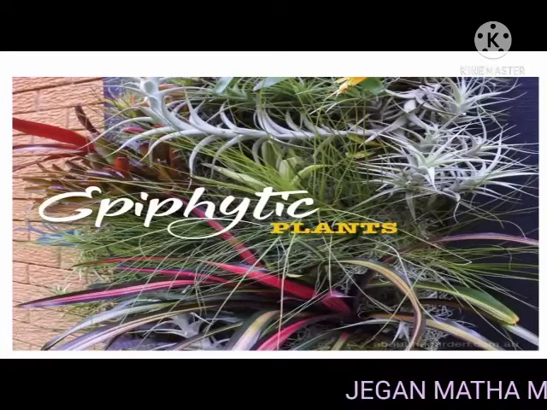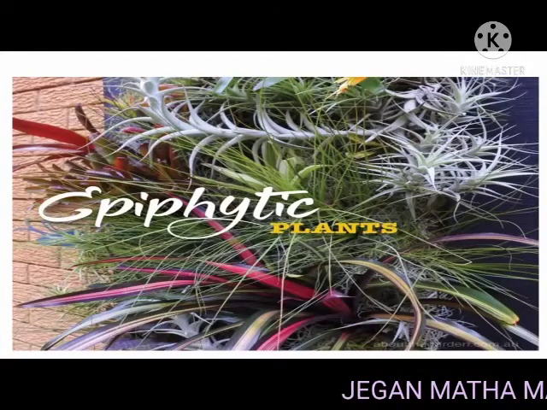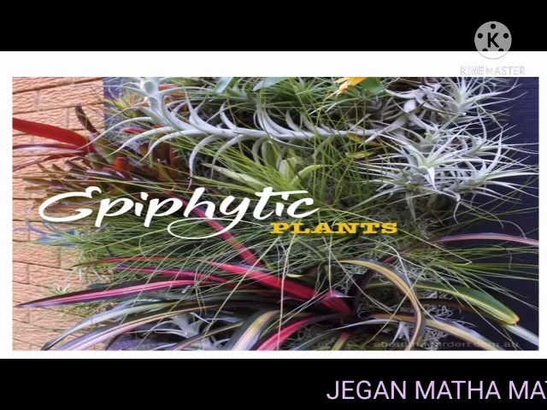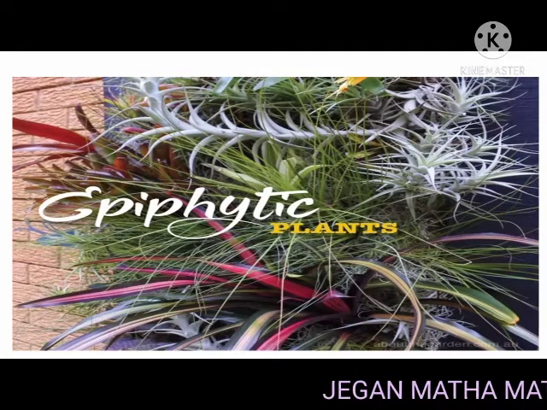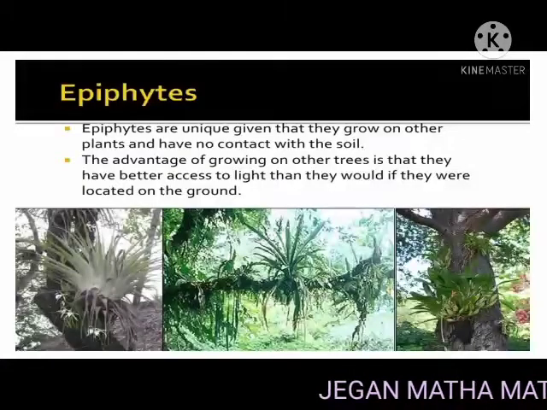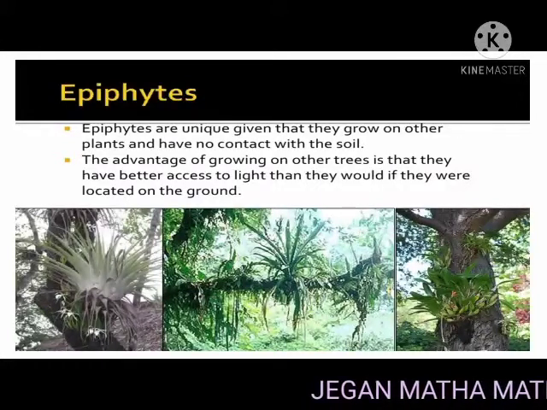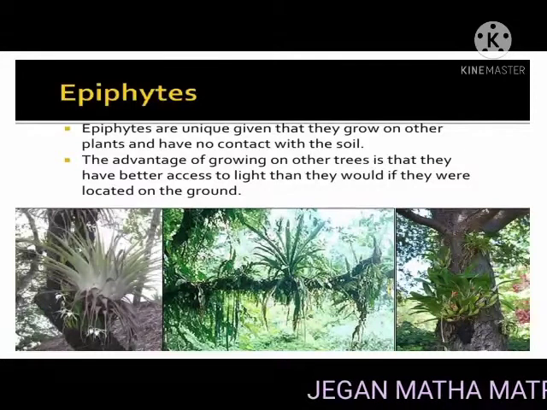In this class, we are going to see about the adaptation of plants. Epiphytes. Epiphytes are plants which grow on other plants. They use the supporting plants only as a shelter and not for water or food supply. These epiphytes are commonly seen in tropical rainforests.